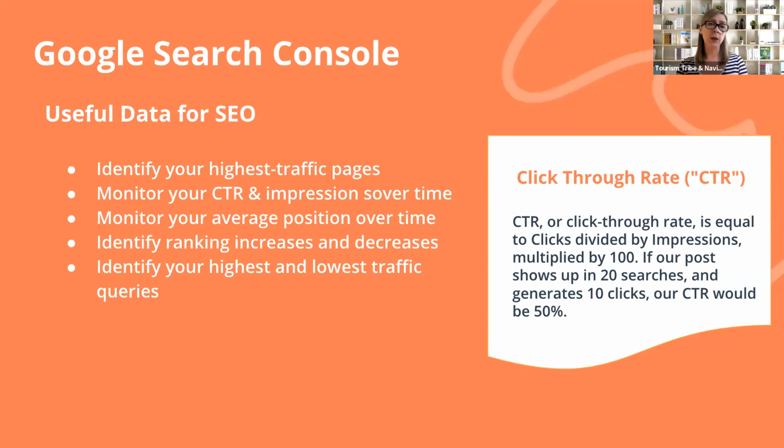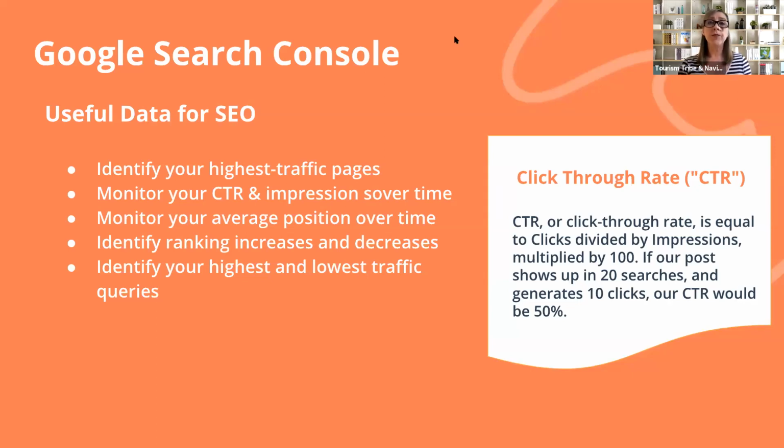Clicks is obvious. It's when someone clicks on your website. And then we've got the click-through rate, called a CTR. A click-through rate is the number of clicks divided by impressions, multiplied by 100. So if you have a page in Google that shows up in 20 searches and generates 10 clicks, your click-through rate would be 50%. If you've got a 50% click-through rate, I congratulate you, because that's a high achievement. The higher the click-through rate, the better. That's what we're aiming for.